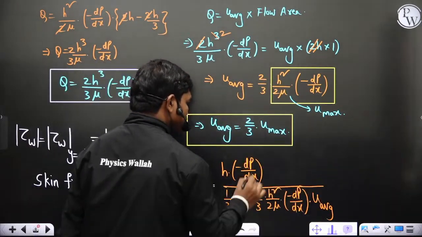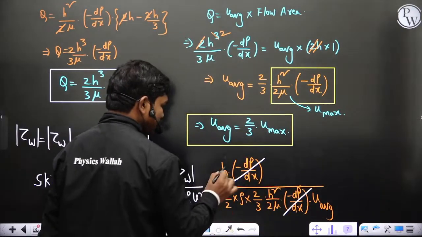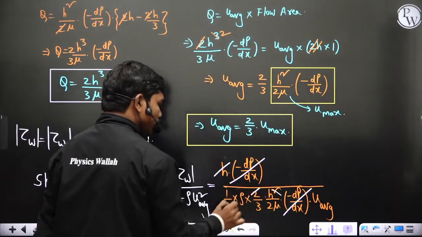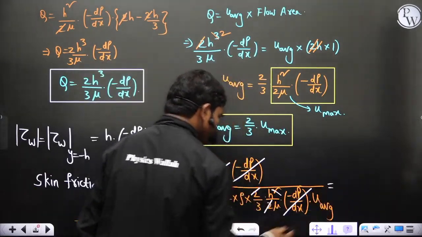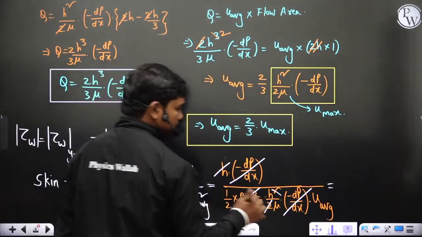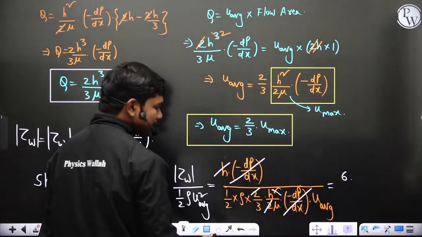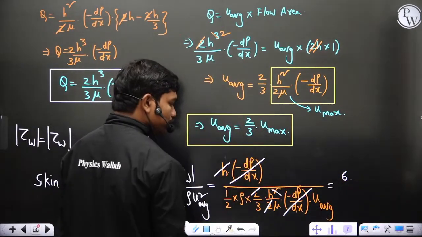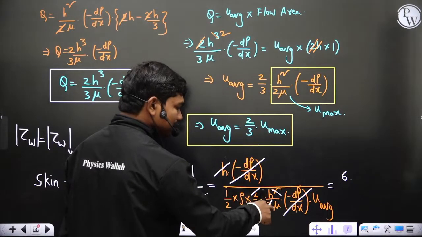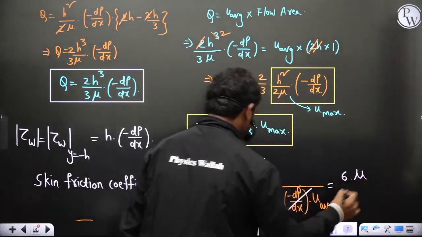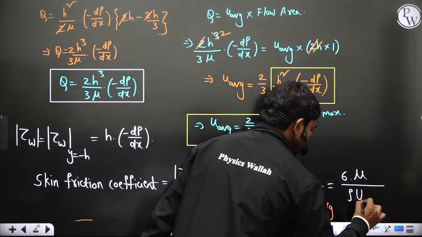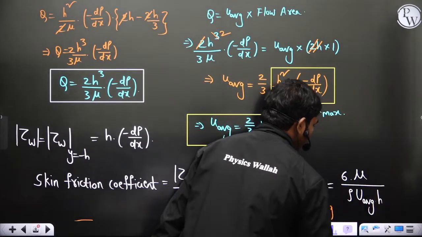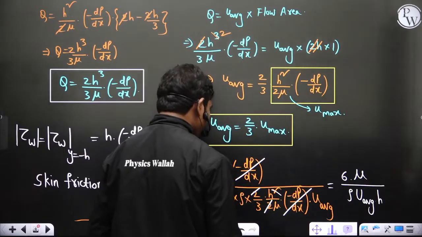Now you can understand this minus dp by dx, minus this h and this h2, and this 2 gets cancelled. So if you try to understand things, we have 2 3s are 6 on the top, okay? So this is 6, and so 6 on the top, that's it, right? So 6 divided by, and this mu can also go to the top. So we have rho u average into h actually here. Okay, so rho u average into h.